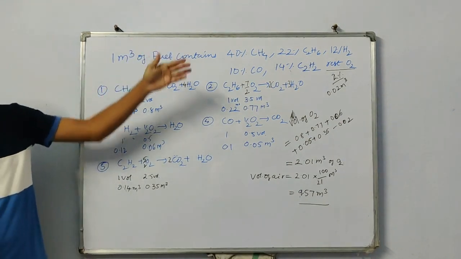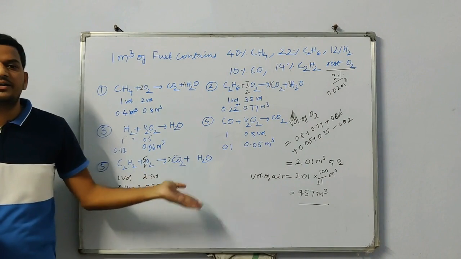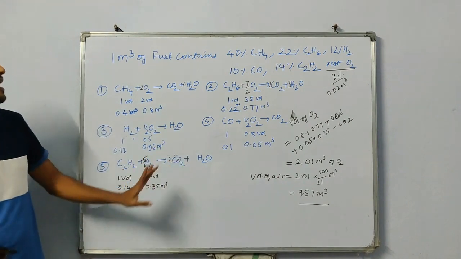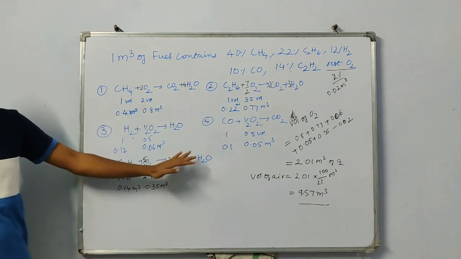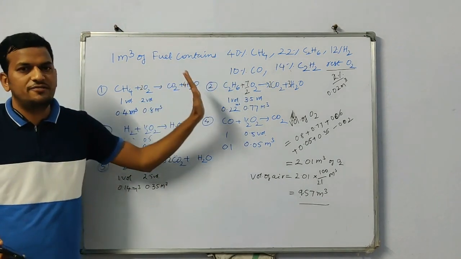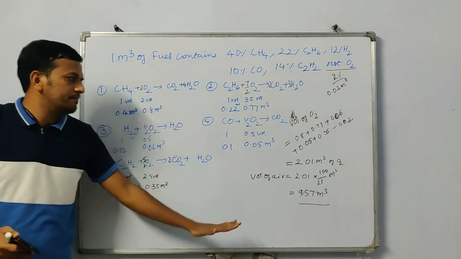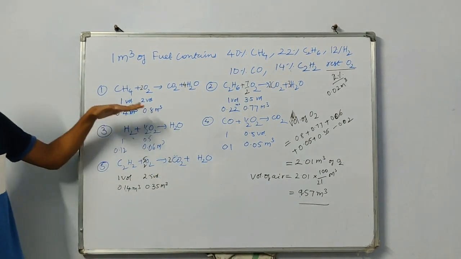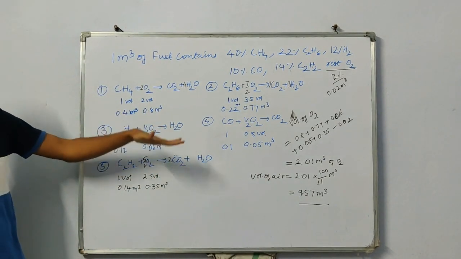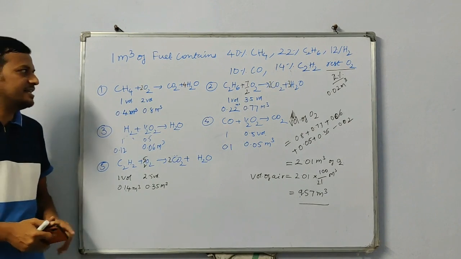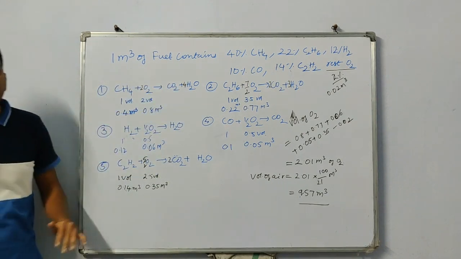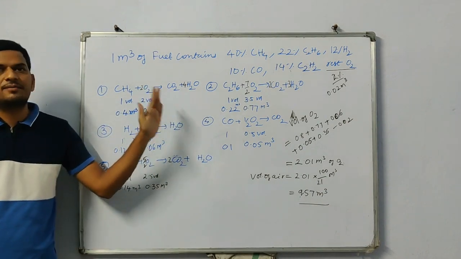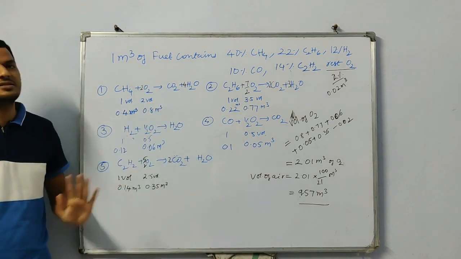Here for solid and liquid fuels we have a direct formula with carbon, hydrogen, sulfur and oxygen, and for gaseous fuels we have to write the balanced equation of each and every component present in the fuel, then you can get the answer. Without getting the balanced equation, you cannot get the answer. So first focus on balancing the equation, and it is very simple. Combustion of any hydrocarbon produces carbon dioxide and water. So please remember these principles.